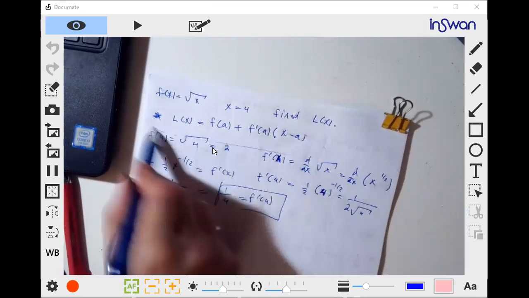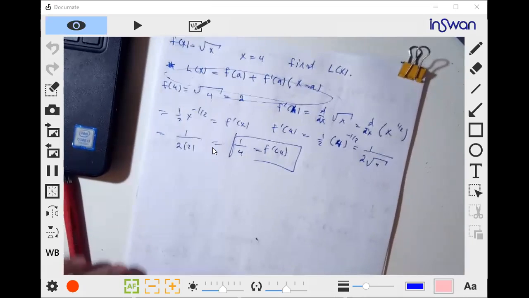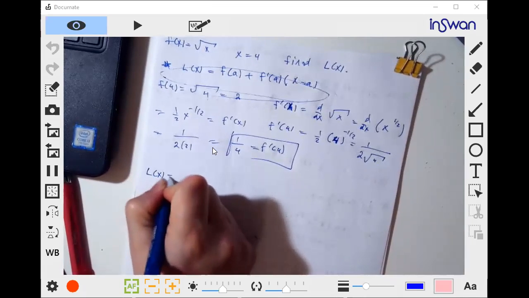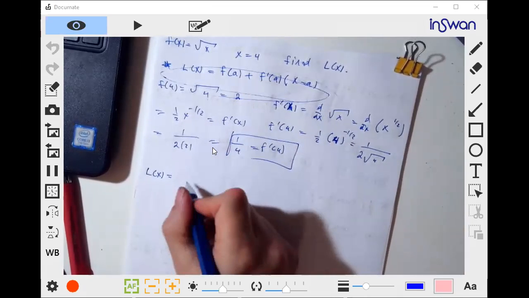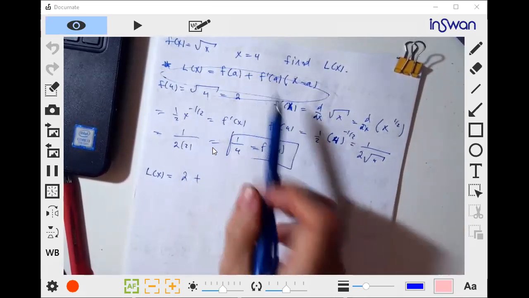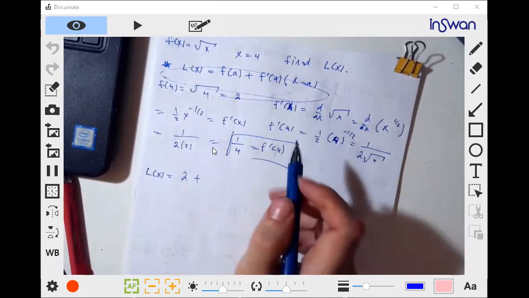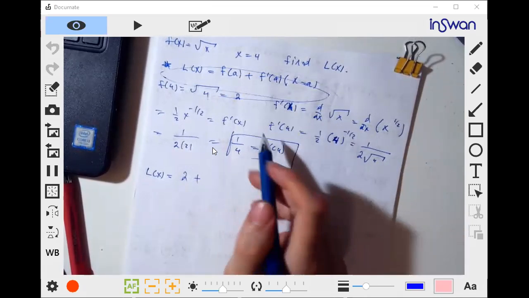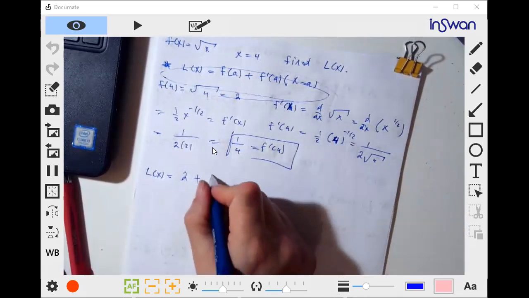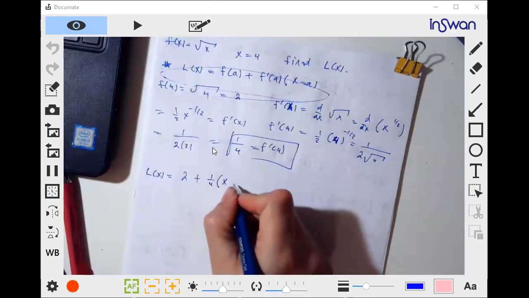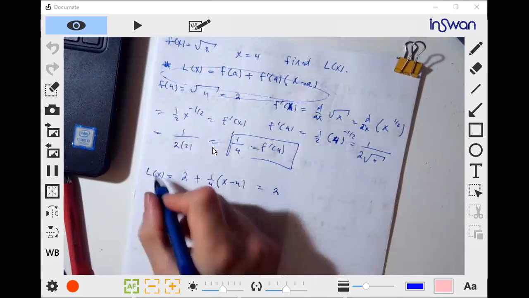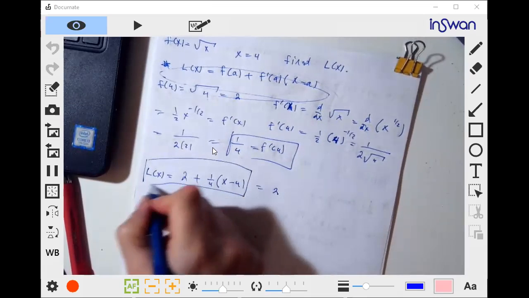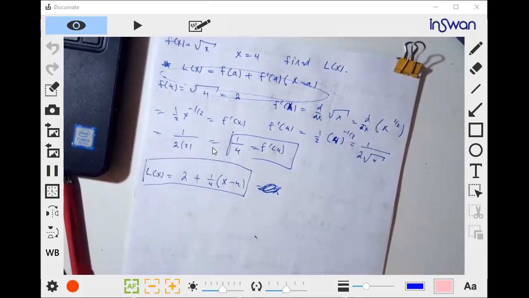So we have all the ingredients we need to calculate the linearization. The linearization L of x is equal to f of a, which is f of 4, which is 2, plus f prime of a, which is f prime of 4, which is 1 over 4, times x minus a, which is x minus 4. So this becomes 2 plus 1/4 times x minus 4. We're actually done here. Okay, we found the linearization.